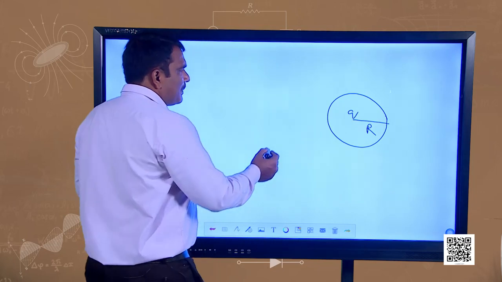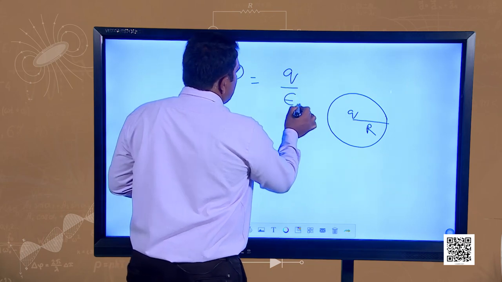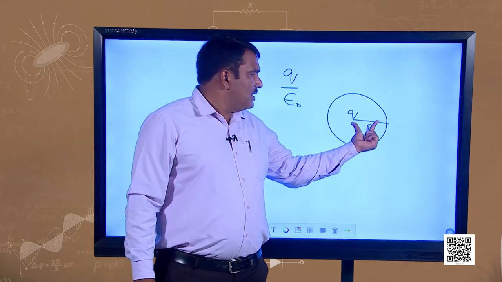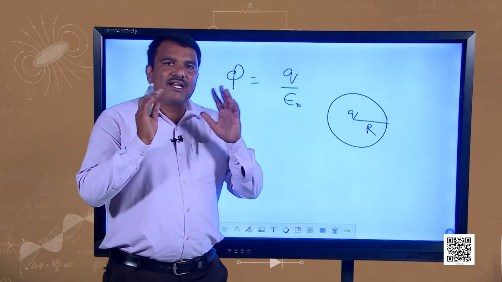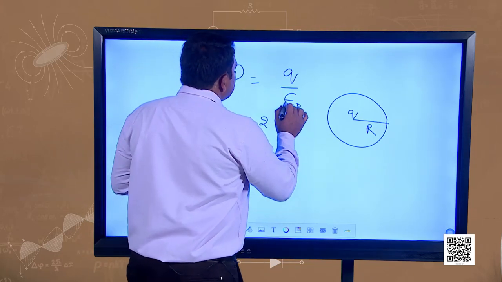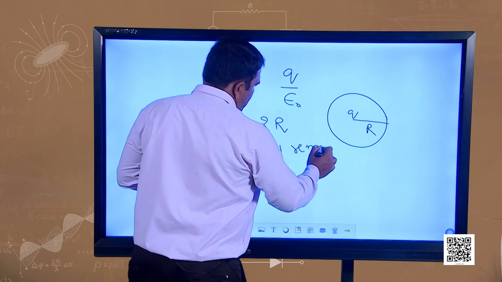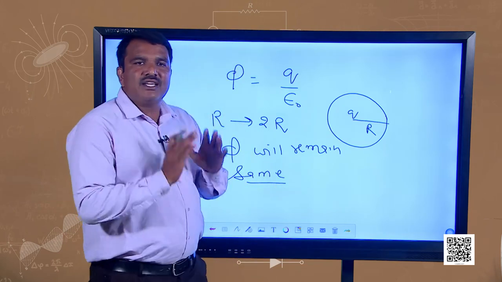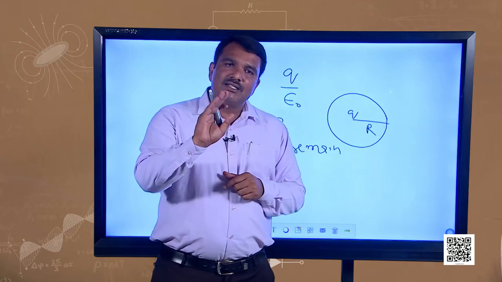Now you know that flux passing through this sphere according to Gauss's law is the amount of charge enclosed divided by epsilon naught. And you can clearly observe that this flux does not depend upon the size of the sphere, or you can say the radius of the sphere. That means if the radius of the sphere is doubled, that means R changes to 2R. In that case also, flux will remain same. Phi will remain same. Because flux passing through a surface does not depend upon the shape or size of the surface. It depends only on the amount of charge enclosed by the surface.